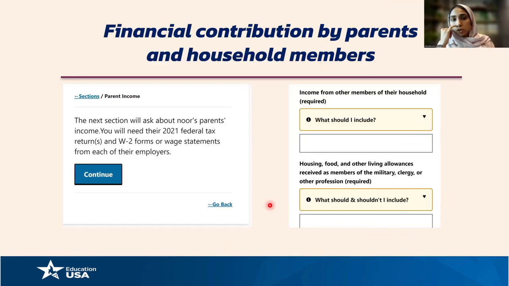And then financial contribution by parents and household members. This section is also important. The 114 form, make sure you have that and your parents are sitting with you while filling this out. This section in particular, you will not be able to fill out yourself as a student, so make sure they're there to help you throughout.